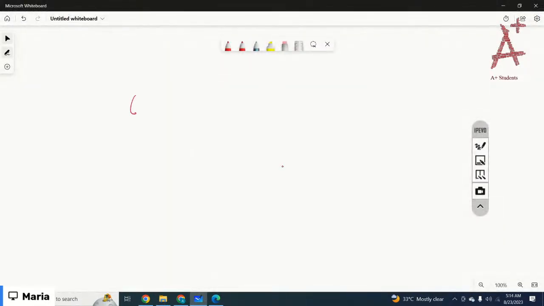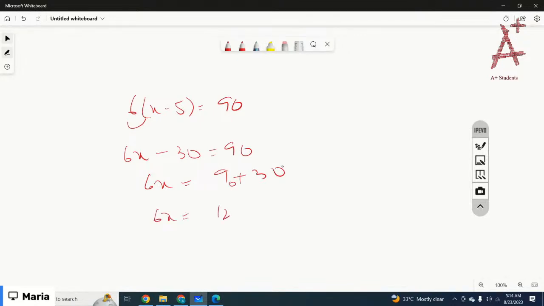6 times (x minus 5) equals 90, right? Let's just evaluate. 6 times x is 6x, 6 times 5 is 30. Just add 30 to the other side, so it would be 120. x equals 120 divided by 6, which is 20. That means the price of the shirt before reduction is 20.